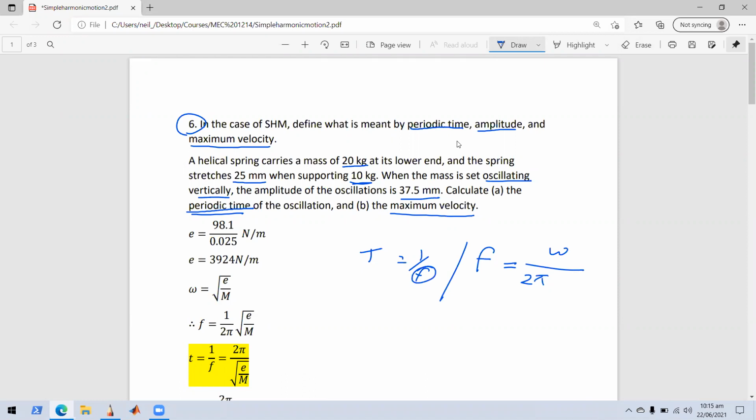Finding it in these particular cases is slightly different from what we've been doing before. Now they gave us a mass and they did some experiment with the spring using some other 10 kg mass. And they say when they use this 10 kg mass, the spring stretches 25 millimeters or 0.025 meters.